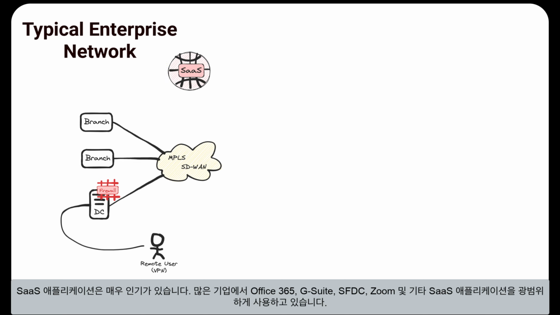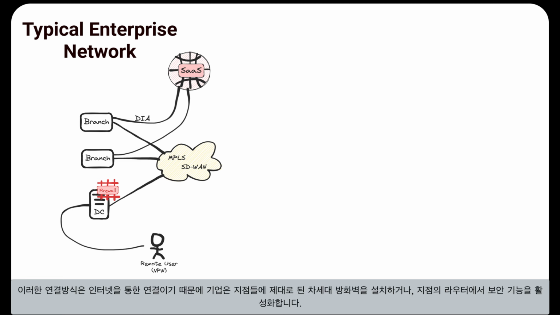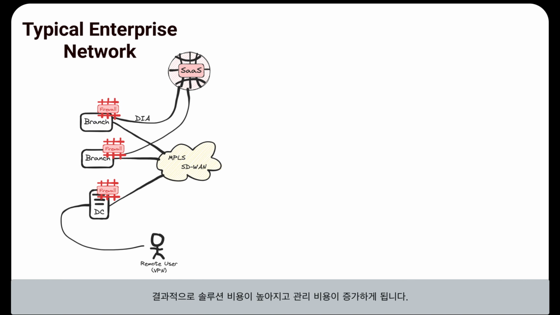SaaS applications are extremely popular. Many of the enterprises extensively use Office 365, G Suite, SFDC, Zoom, and other SaaS applications. For enterprises running SD-WAN, branches typically leverage direct internet access or DIA to expediently access SaaS applications. Because these are internet connections, enterprises deploy either fully featured next-generation firewalls at the branch or activate security features in the branch routers. This results in high solution costs and a heavy administrative overhead.